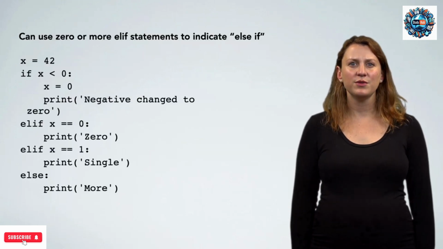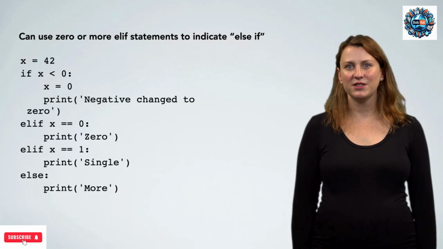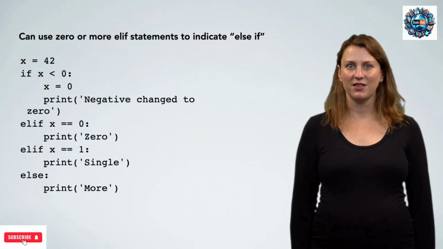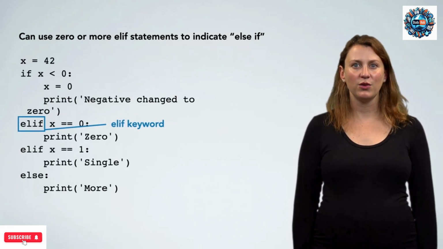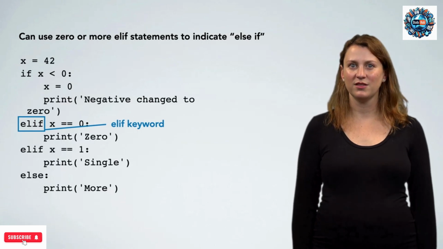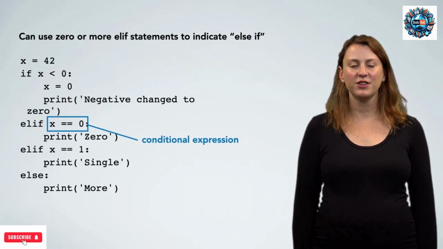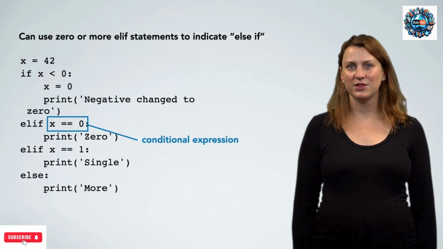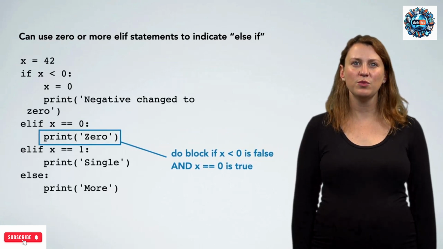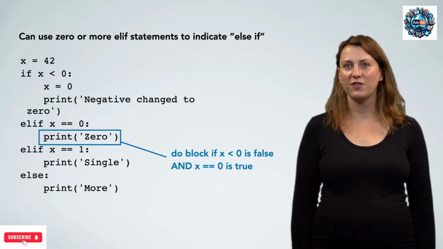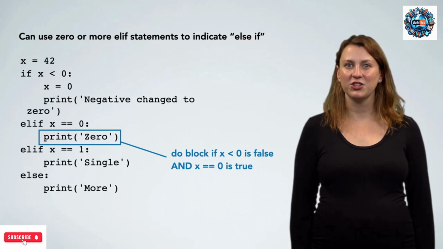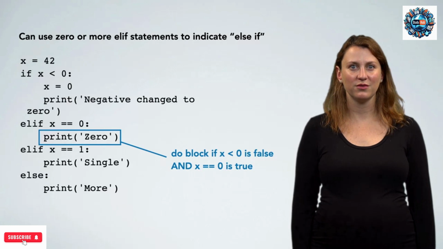You can also use 0 or more elif statements to indicate else if. For example, in this code, you see the elif keyword, followed by a conditional expression, x equals 0, and then a do block that will only be executed if the conditional x less than 0 is false and the elif conditional x equals 0 is true.